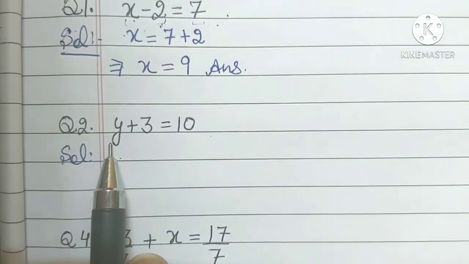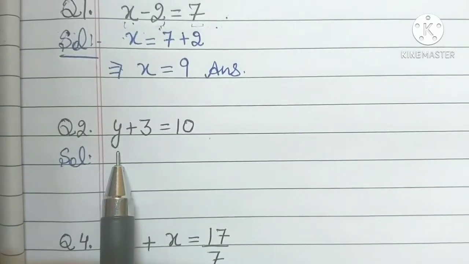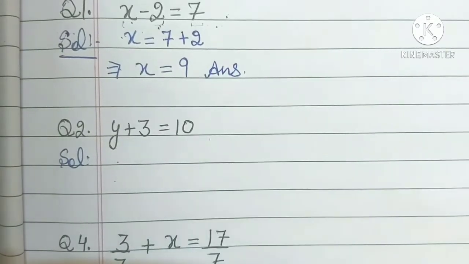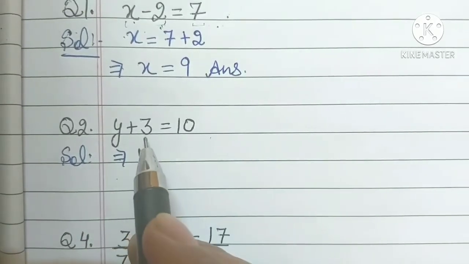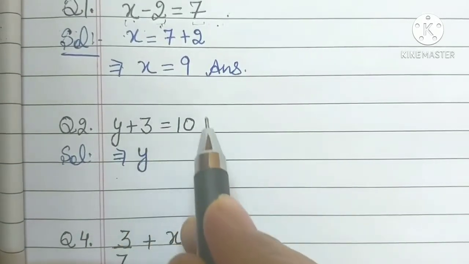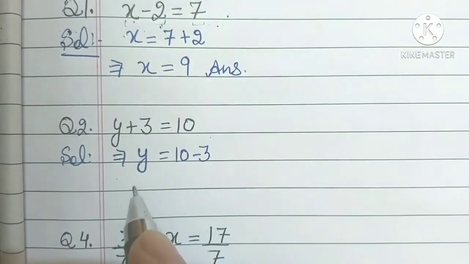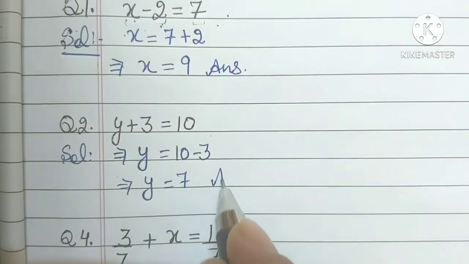In this equation, y plus 3 equals 10, y is the variable. We want to find the value of y, so we will transpose 3 to the right hand side. Because it is plus 3 on the left hand side, when we shift it, it will be minus 3. So the value of y will be 7.